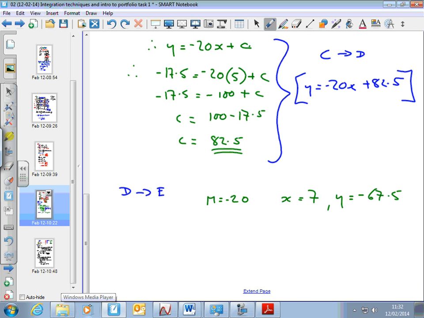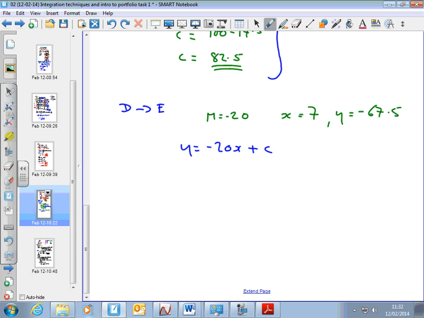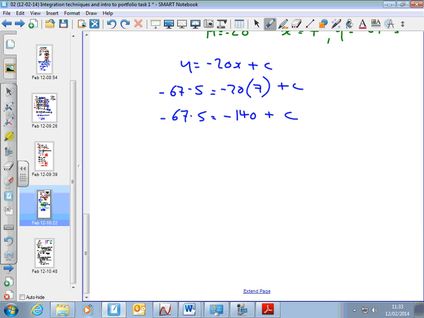So we've got the equation of the line, y equals minus 20x plus c. We're after c, so we substitute in our values for x and y. Therefore minus 67.5 equals minus 20 times x, which is 7, plus c. So minus 67.5 equals minus 140 plus c. So c equals 140 minus 67.5, whatever that is.